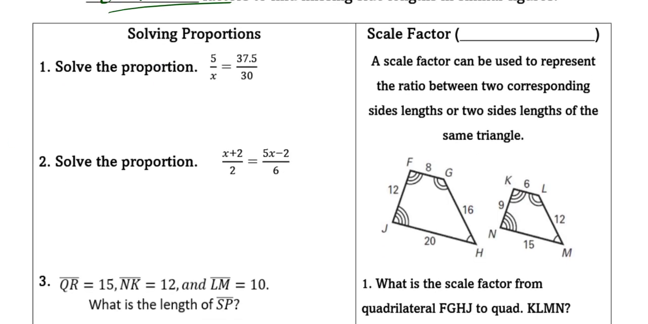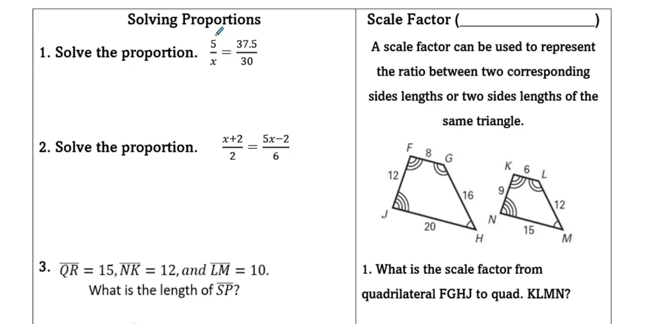So the skill of solving a proportion involves cross-multiplying. We have a fraction on this side, a fraction on that side. We're going to cross-multiply, which means we multiply the numerator of one side times the denominator of the other, and then the denominator of that same side by the numerator of the other side. So 37.5 times x becomes 37.5x, and then 5 times 30 is 150. To solve that, we'll just divide by the 37.5 and get that x is 4.